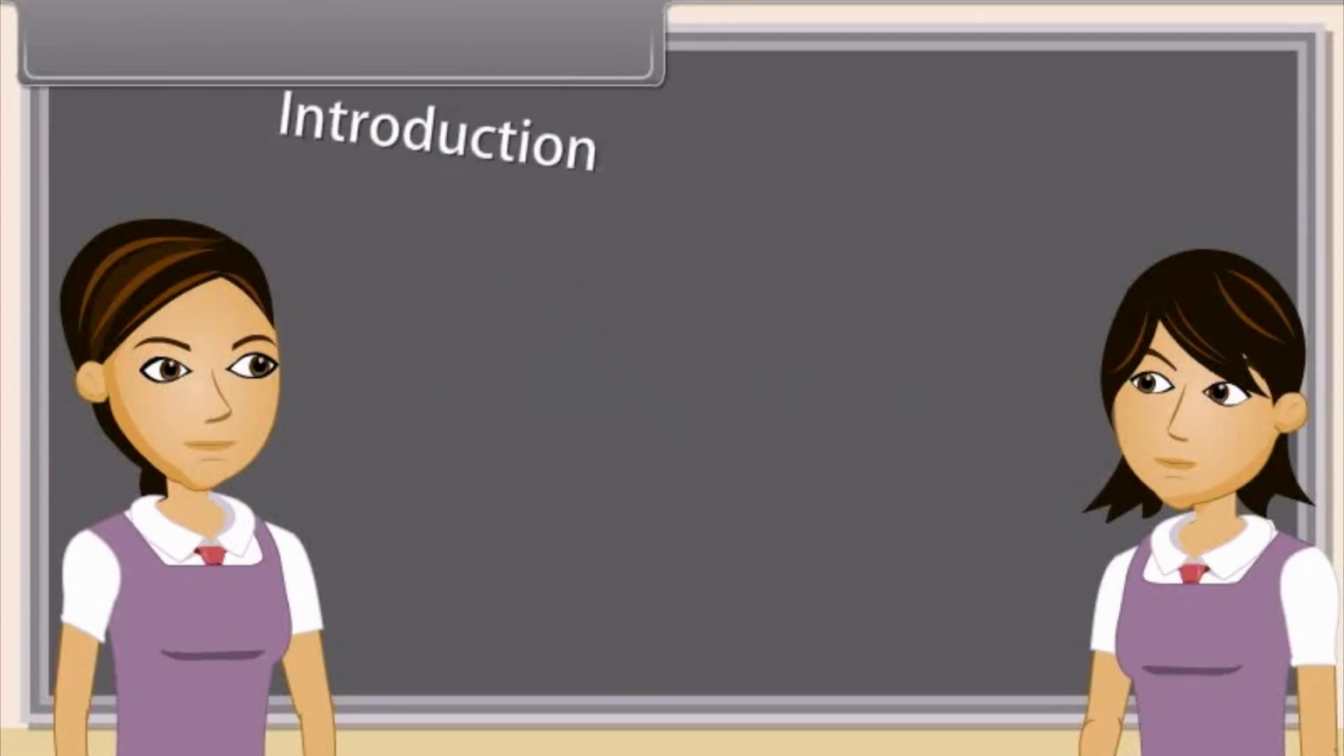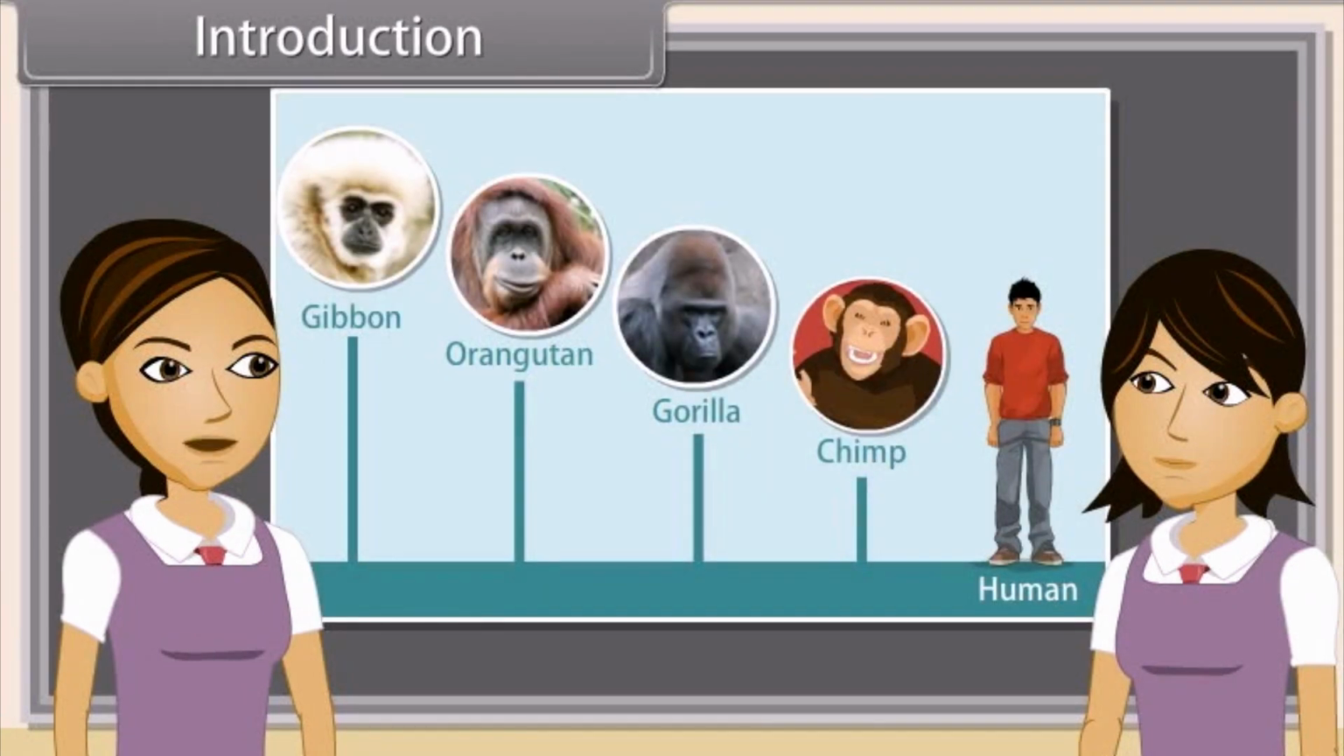Hey Sunita, look at this chart. What can you observe from this chart? It depicts that human, chimpanzee, gorilla and other two animals possess some similarities and differences. Yes. What is the basis of these similarities and differences?